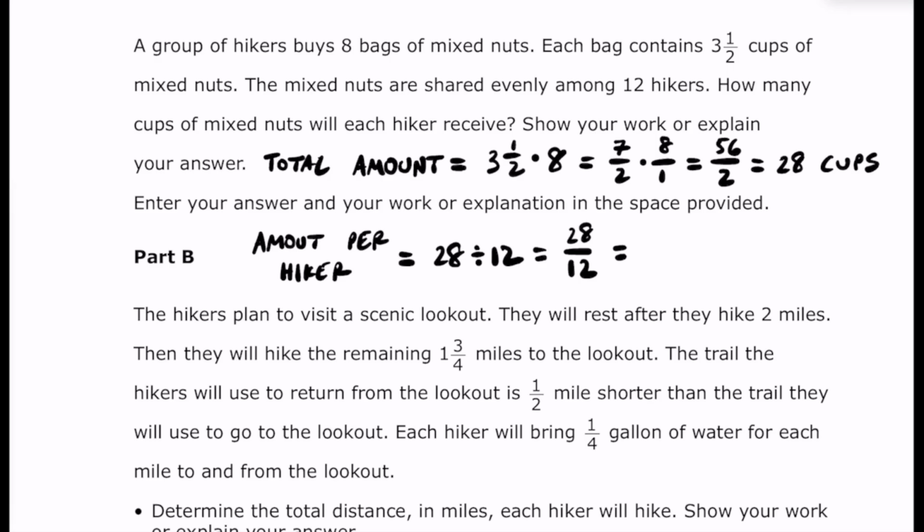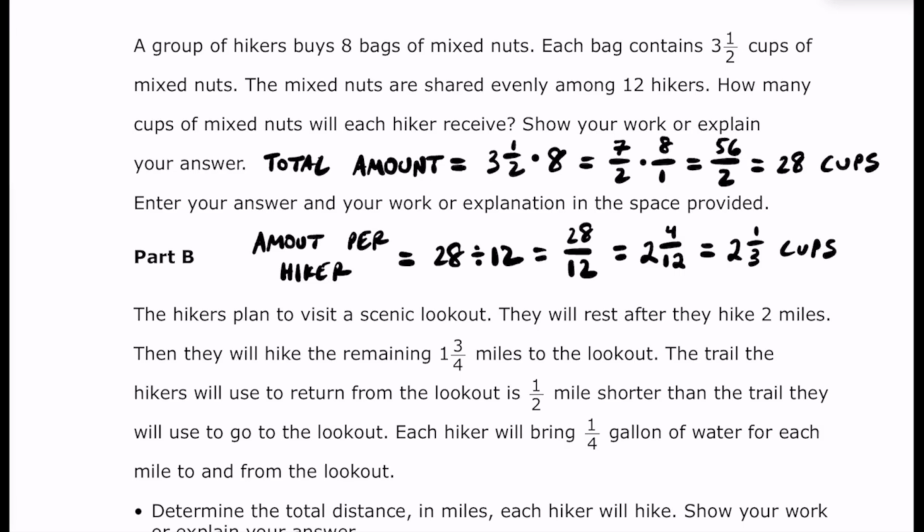And if you want to see how many times 12 fits into 28, well, it fits in 2 times. 2 times 12 is 24, which is 4 away from 28. So as a mixed number, you would know that it's 2 4/12 of cups per person. But then you just simplify this a little bit more and divide top and bottom by 4. So it's going to be 2 1/3 cups here.